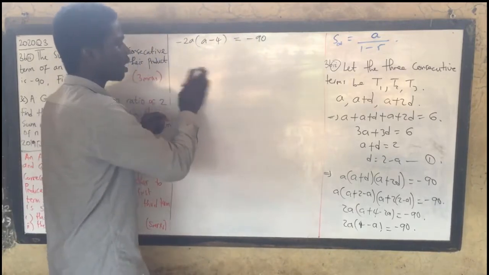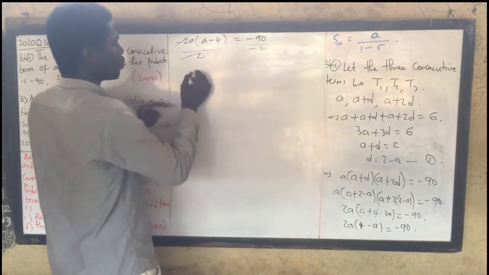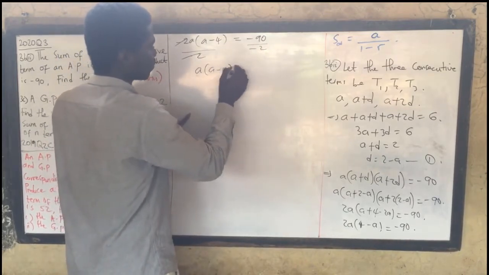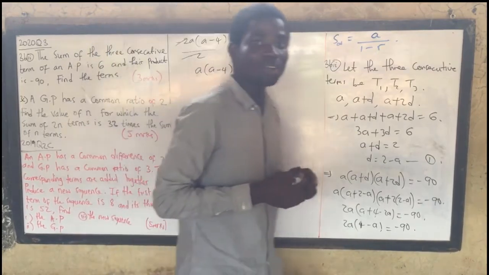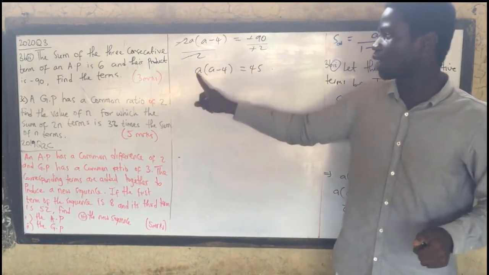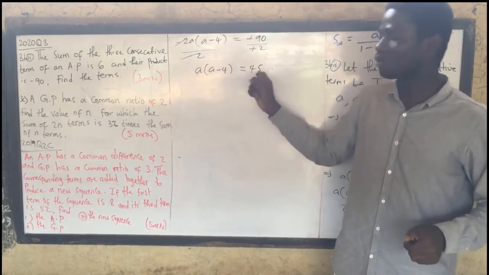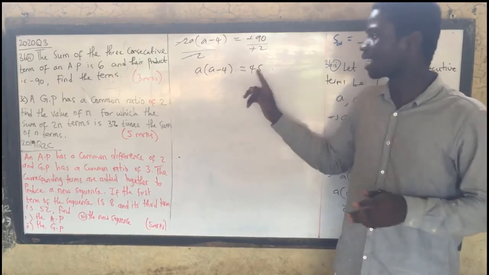What will you be left with? This one divided by minus 2, this one also divided by minus 2. You will be left with A open bracket A minus 4 is equal to 45. Right? Mere looking at it, what times do you have A and A minus 4 equal 45? I don't know, but what I may see is 9 times 5. 9 times 5 is 45.